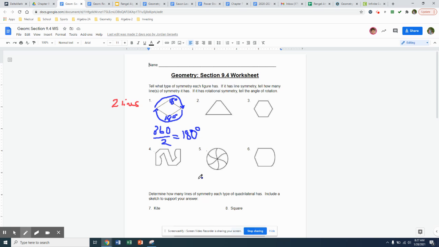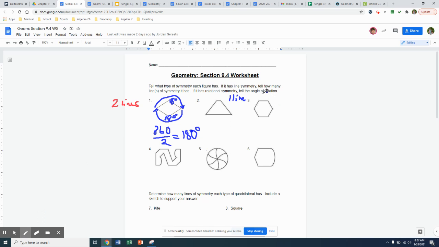And I'm disregarding this tab, that doesn't count, but that would be 90 degree rotation. We can head to problem number 2. If I split this trapezoid right down the middle, that's going to give me 1 line. There are no other lines. As far as rotational symmetry goes, I would have to rotate this one a total of 360 degrees to get back to the original. So this one does not have rotational symmetry. So that one wouldn't work.